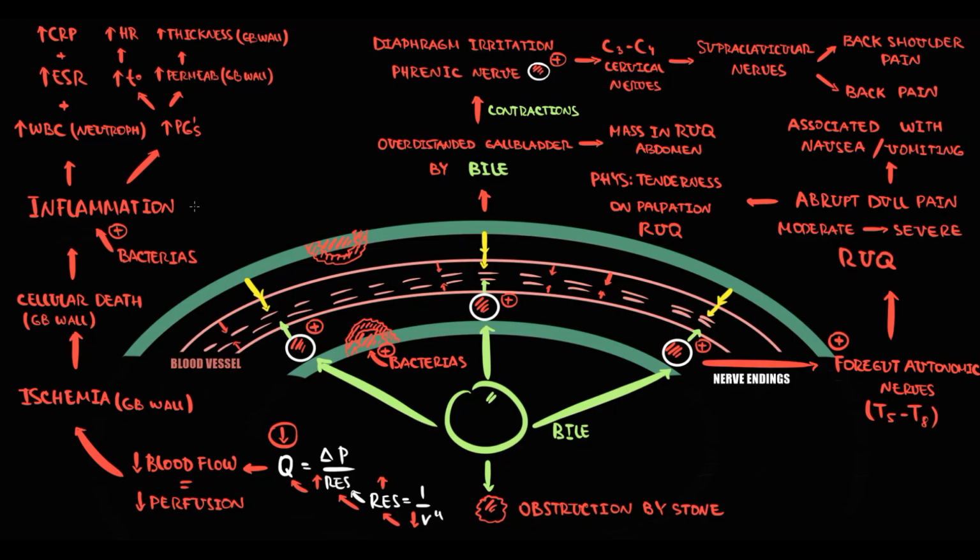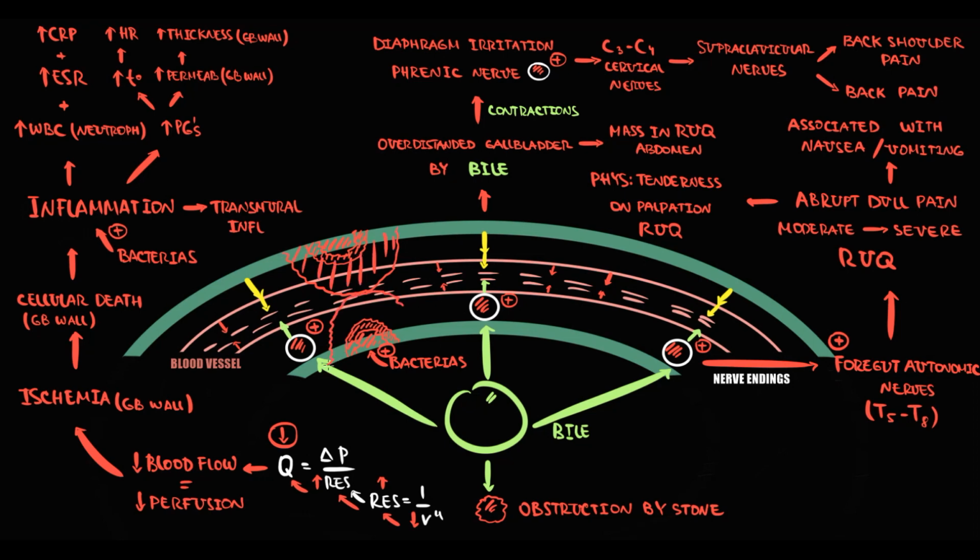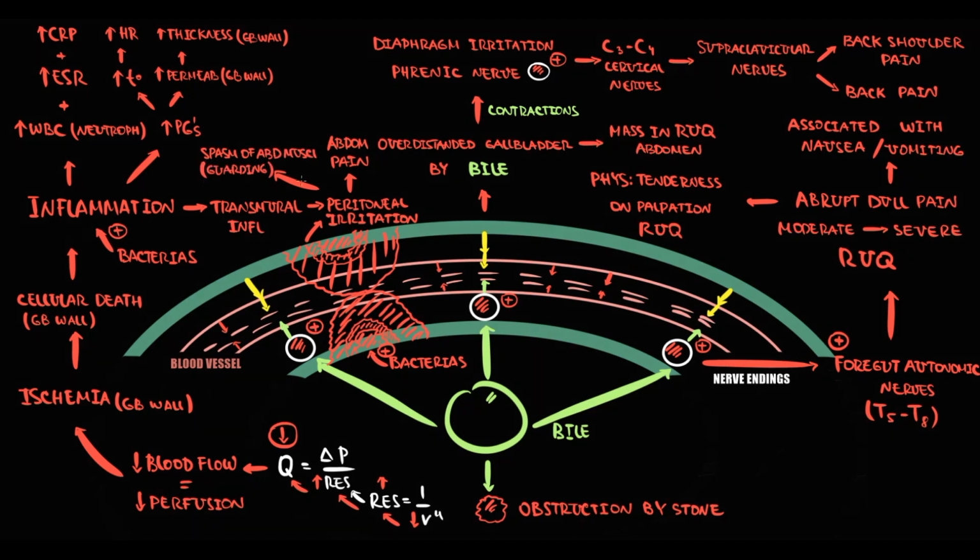Prolonged ischemia, especially with bacterial invasion, very rapidly progresses and finally affects the entire thickness of the gallbladder wall. We call this transmural inflammation. Such severe inflammation of the gallbladder causes irritation of adjacent structures, including the peritoneum. And the peritoneum has a lot of somatic nerves. So once the peritoneum becomes irritated, it causes abdominal pain, and also as a protective mechanism, it causes a muscle spasm in the abdominal wall to protect the site of inflammation from external pressure. And we can detect this spasm on palpation. We call this abdominal guarding.